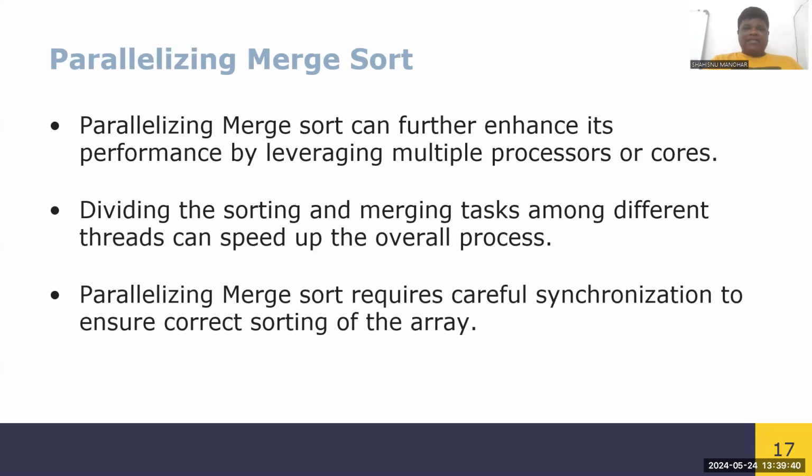Parallelizing merge sort. Parallelizing merge sort can further enhance its performance by leveraging multiple processes or cores. Dividing the sorting and merging tasks among different threads can speed up the overall process. Parallelizing merge sort requires careful synchronization to ensure correct sorting of the array.